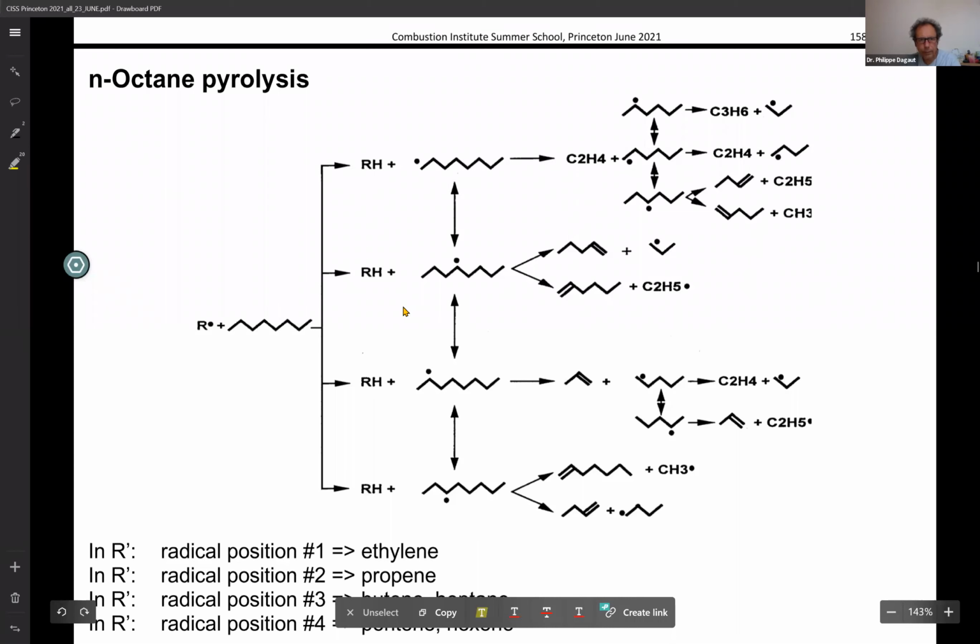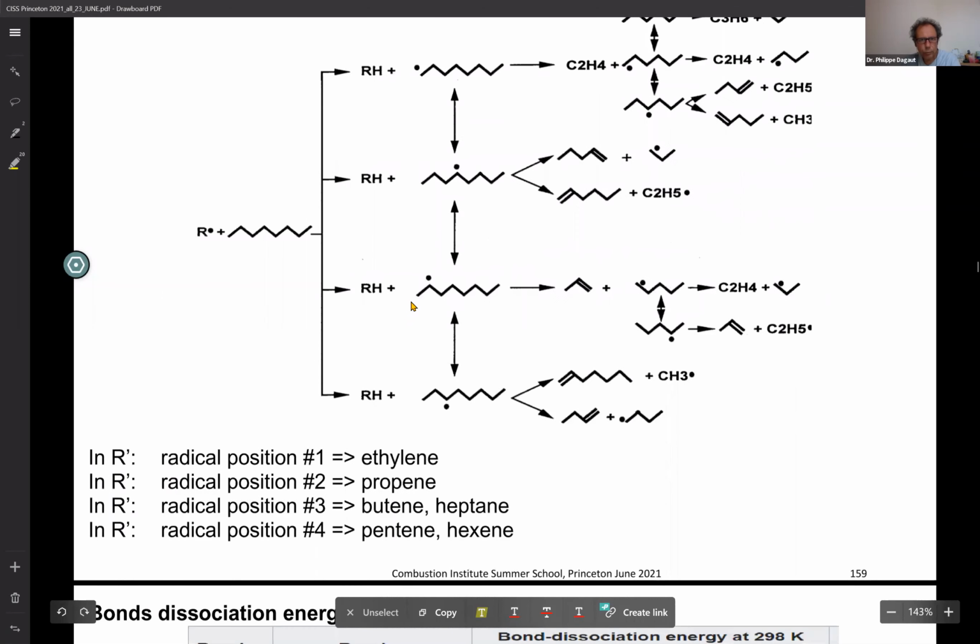And from the 2-octyl, by beta scission, you can get propylene plus this pentyl, one pentyl radical, which can also isomerize and form a 2-pentyl radical. So both of them can decompose and form different products: ethylene here and one propyl radical, or propylene and ethyl radical.